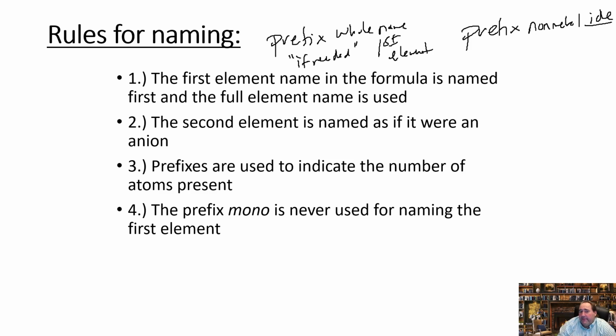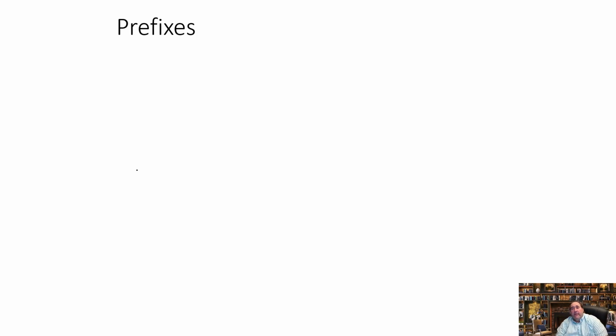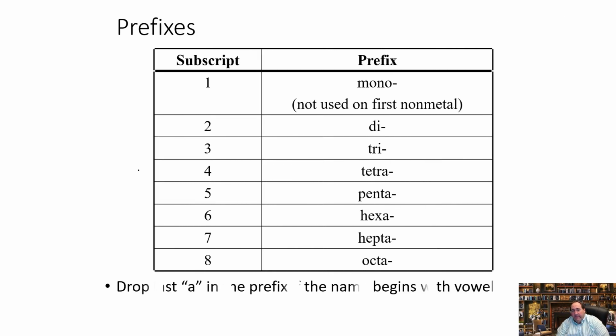Now, a couple of things. We do not use mono on the first name, but it is okay to use it on the second name. So you don't use mono on the first name. You would just use the element name, but you can use it on the second name. So here's that table of prefixes and a couple of things like we talked about there. No mono on the first name, but okay on the second.